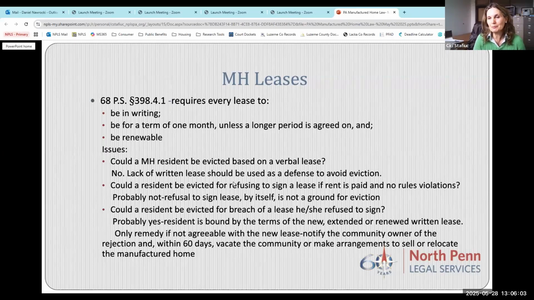So as we were discussing, preparing this training, we really don't see any reason why you would not sign a new lease if offered. Because at least you have a copy of the lease, and you know what your rights and obligations are. So the only remedy if you don't agree to the new lease is basically you're going to notify the owner that you're not accepting the lease, and then within 60 days just make arrangements to vacate the community or to sell or relocate the manufactured home.